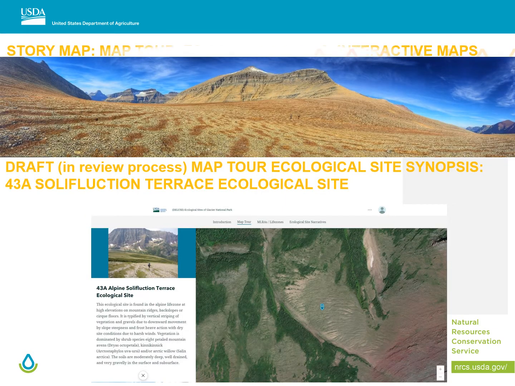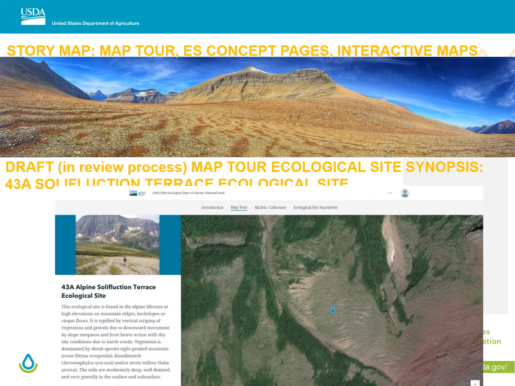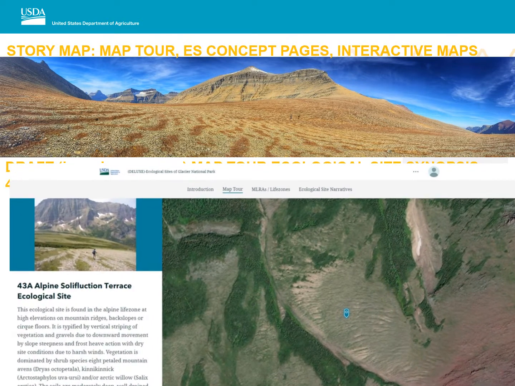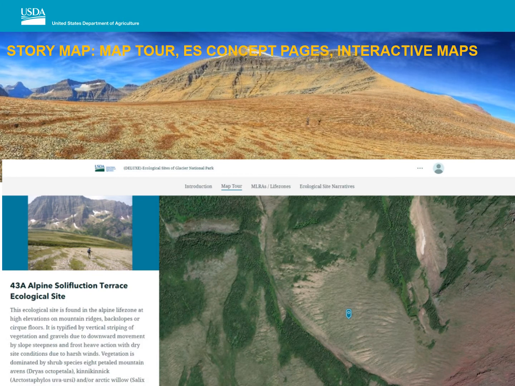The Storymap is an immersive product such as that shown below of the map tour. It has interactive maps, concept pages, sliders, and more. The 43A Alpine Soil Fluxion Terrace Ecological Site is defined by the vertical striping of vegetation and gravels due to the downward movement of slope steepness, frost heave action with dry site conditions.